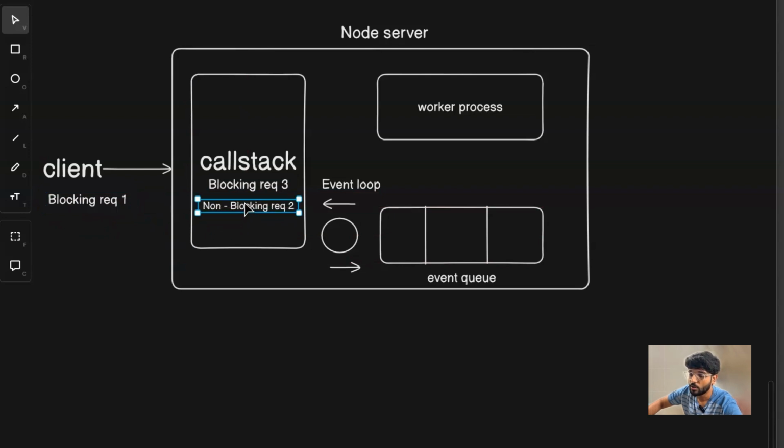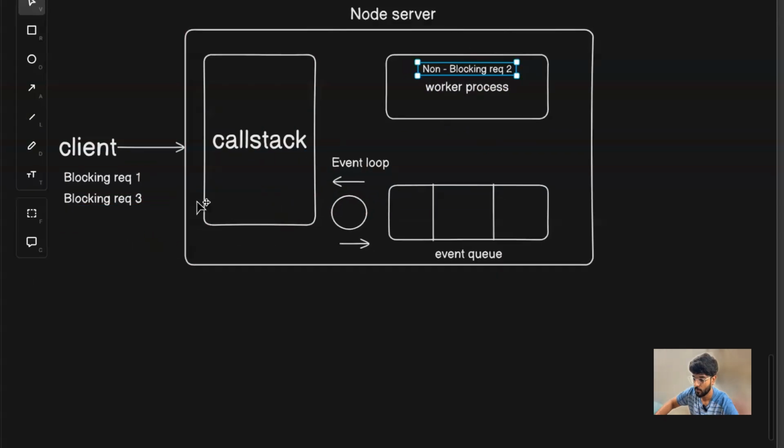And again, our call stack will encounter that the second request is a non-blocking request. As soon as it encounters that the request is non-blocking, it's added to the worker process. Now it's time for the third request, that is a blocking request. So it will again create an execution context for our third request, and the output is then returned to the client, and our request 1 and request 3 will get resolved and returned to the client.